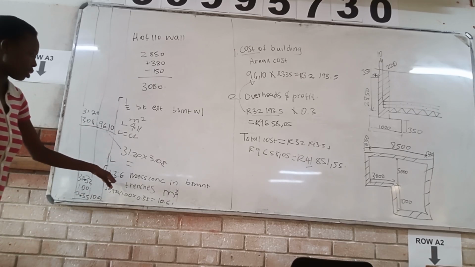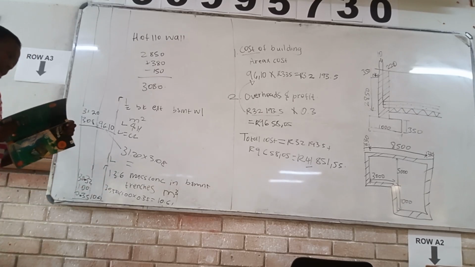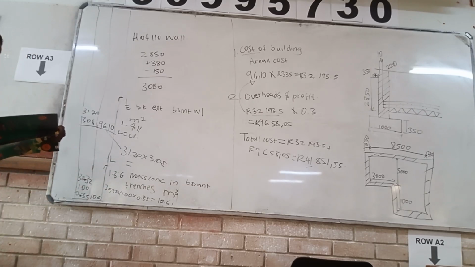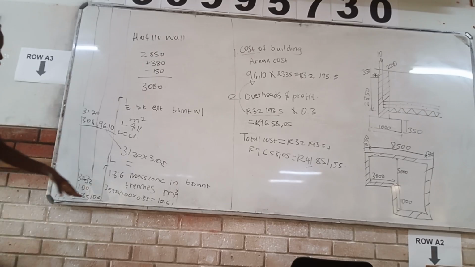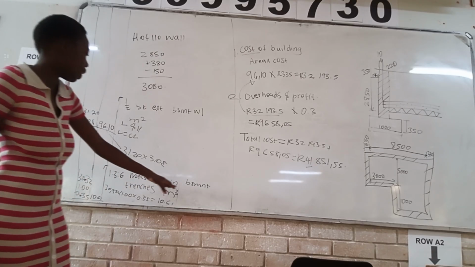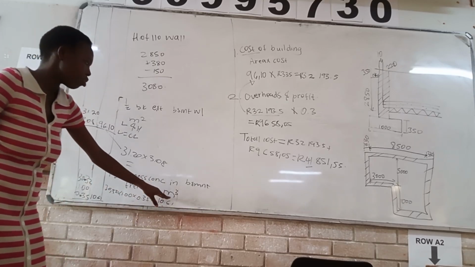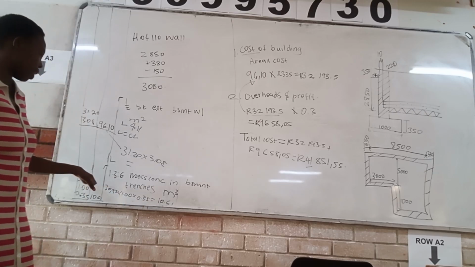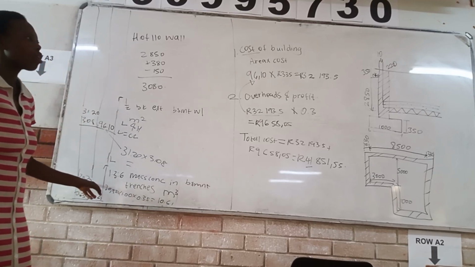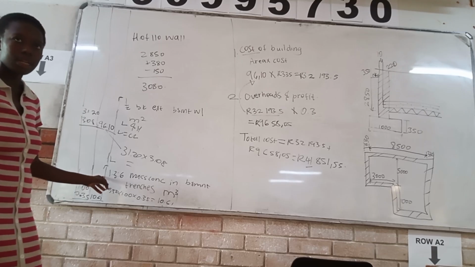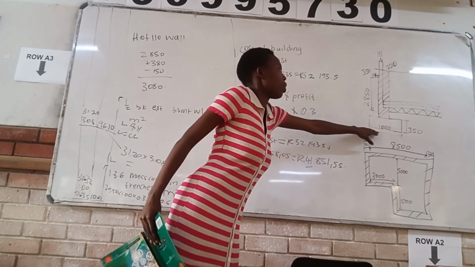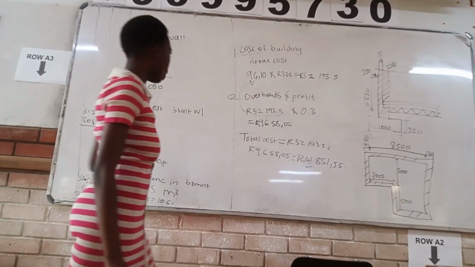You open another bracket: 1 is to 3 is to 6 mass concrete in basement trenches. Concrete is measured in cubic meters, so it means there is length, width, and height. The length of the concrete is the center line, which we calculated again. The width is 1,000. The height is 350. We're done with taking off.